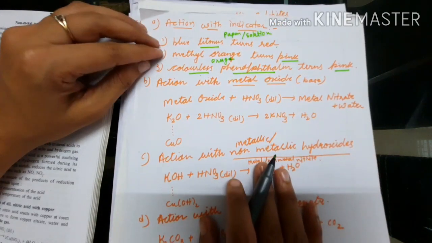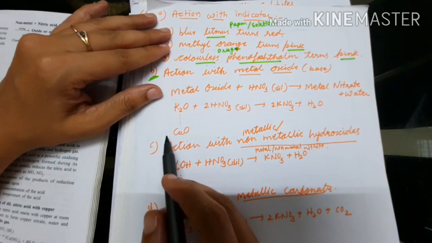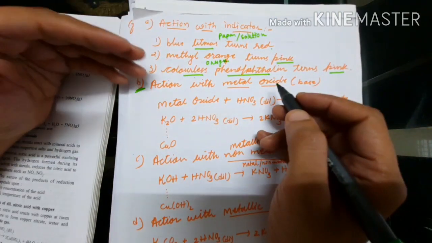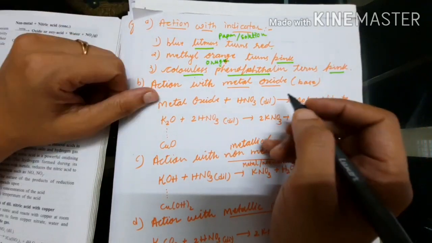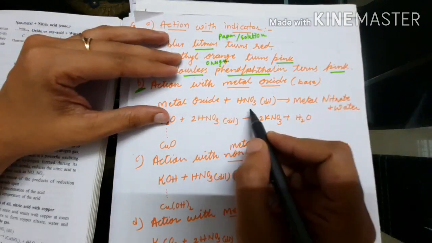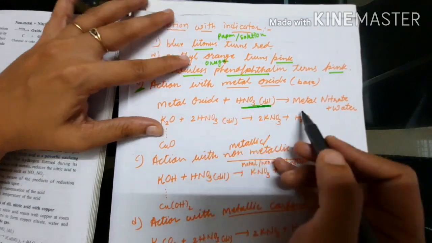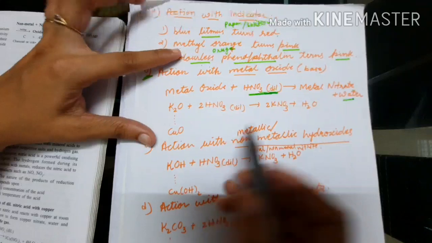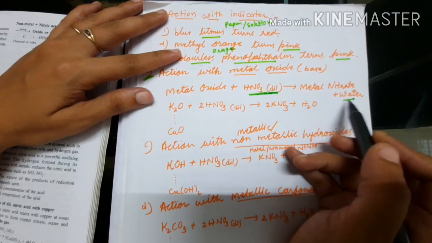Okay, next property, that is action with the metal oxide, which means any metal oxide of the active metal series, as we know, sodium, potassium, move on, then copper and all that. So if we take oxide of that active metal series, then it reacts with diluted HNO3. If the diluted HNO3 reacts with the metal oxide, it converts into the metal nitrate and water. Same thing, just as we did in HCl. You have to do the same.